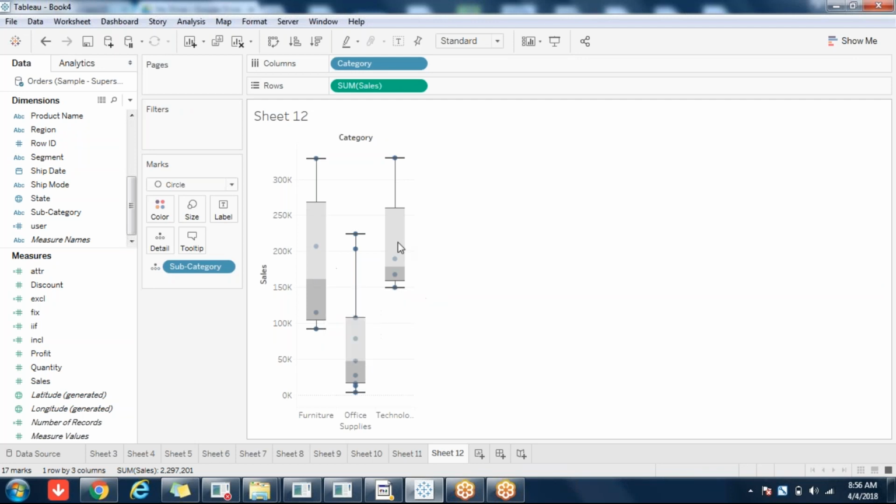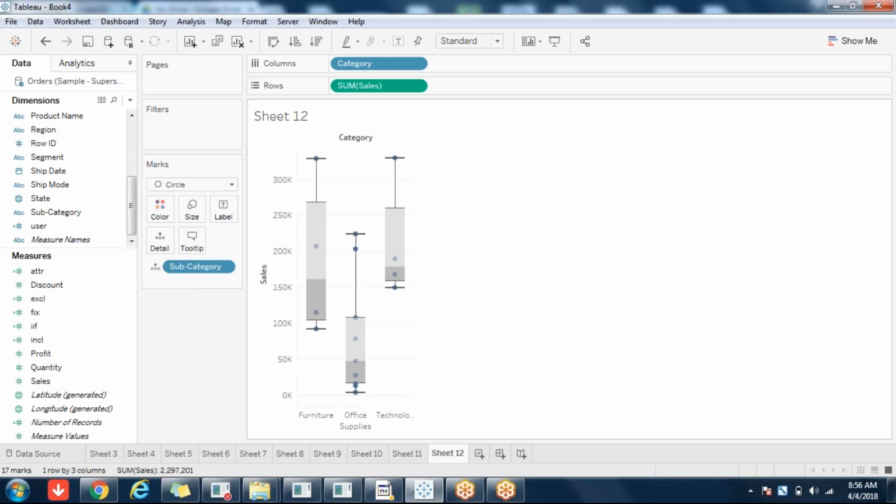Now you count here: 1, 2, 3, 4, 5, 6, 7, 8, 9. An odd number is there, so just take the center one. This is the center one, exactly there the median is. Got it? That's how the median is calculated first and foremost.